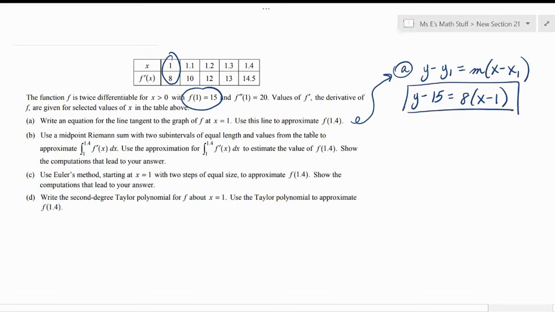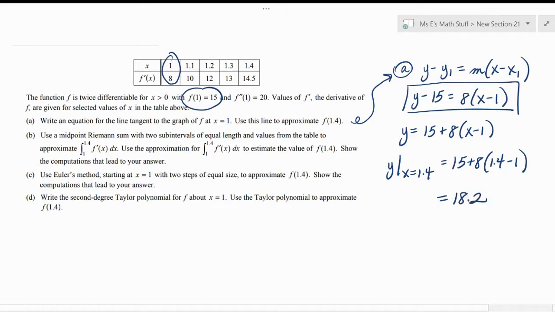And then they asked us to approximate f of 1.4. So we will just add the 15 over. And y, when x is 1.4, would simply be 15 plus 8 times 1.4 minus 1. 1.4 minus 1 is 0.4. Multiply it by 8, I think you get 3.2. So it looks like we're getting 18.2. And then, just to save myself a little writing, I'm just going to say that f of 1.4 is approximately 18.2. There we go. That's part A.